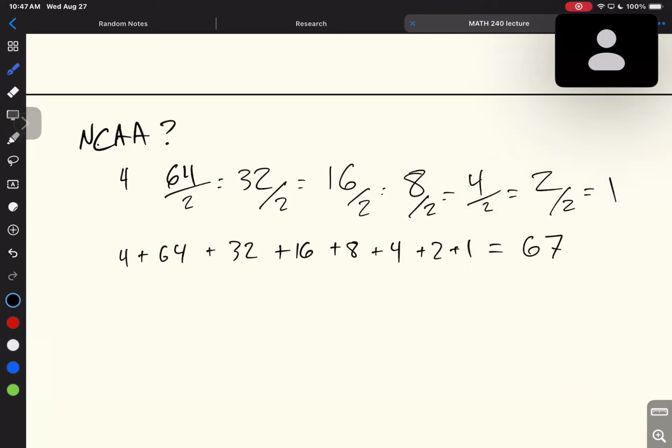67. Because we need to reason about how many teams there are and how many games get played. Do we need the extra 64 at the start? Because there are 64 teams at the start. Are there also 64 games? Oh, right. Yeah, you're right. Thank you. Because there are 4 games at the start and then 32 games are played. But we start with 64 teams. Yeah, thank you.